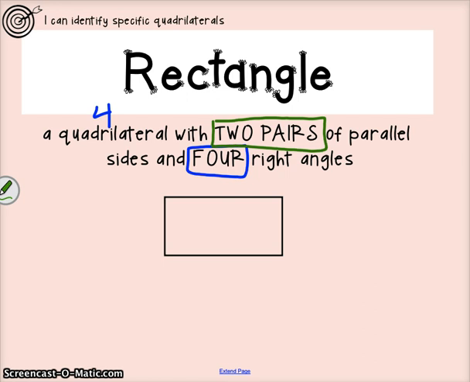Let's identify those 2 pairs of parallel sides. The top is parallel to the bottom, and the left side is parallel to the right side. So 2 pairs of parallel sides.